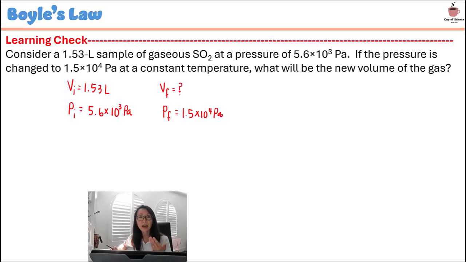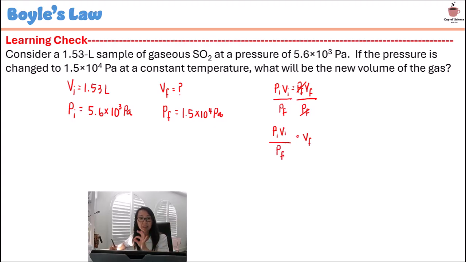Okay, so we have this Boyle's law. So let's go ahead and write the Boyle's law. PIVI is equal to PFVF. We're looking for VF. So we want VF by itself. So I will go ahead and divide PF both sides. And that's going to cancel out the PF. And I will be left with VF is equal to PIVI all over PF.